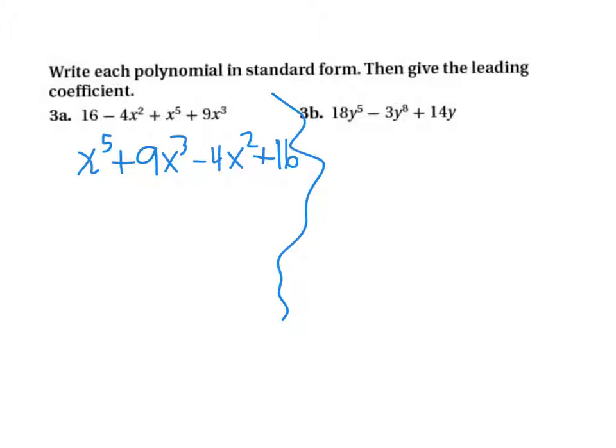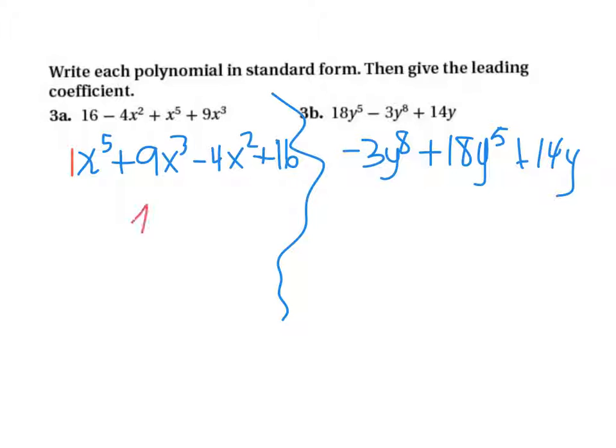The answer for 3b, we've got y to the 8th is the highest, so negative 3y to the 8th will go first. Next is the 18y to the 5th. Since that's positive, I'm writing plus 18y to the 5th. So for positive, we put plus, negative, we put minus. And then the last term here is plus 14y. The leading coefficient on each of these: in example 3a, there's no number there, so the number really is 1. So the leading coefficient is 1. And in example 3b, the leading coefficient is negative 3.